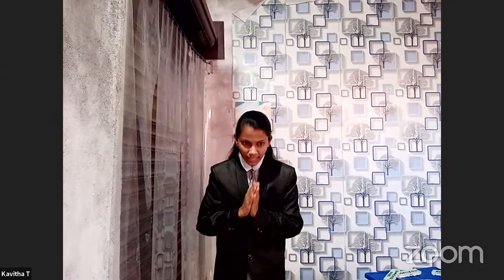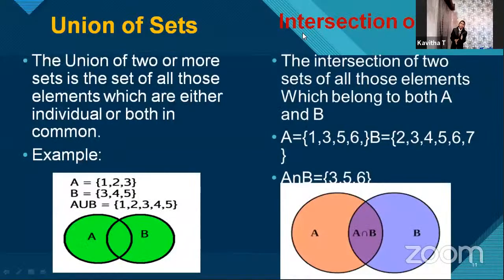Next, intersection of sets. The intersection of two sets is the set of those elements which belong to both set A and set B. Okay, here in the slide we have an example. Set A is 1, 3, 5, 6, and set B is 2, 3, 4, 5, 6, 7. What are the common elements in set A and set B? We have to take the common elements, then form A intersection B.